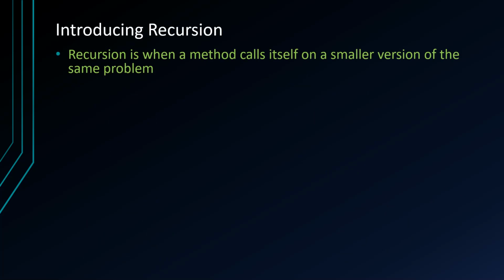Introducing recursion. Recursion is when a method calls itself on a smaller version of the same problem. So we have to be careful about how we actually word this. I'm going to come back to this, but let's go through the definition one more time. Recursion is when a method calls itself on a smaller version of the same problem.